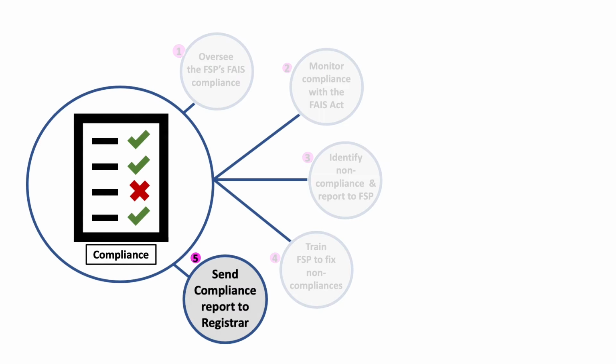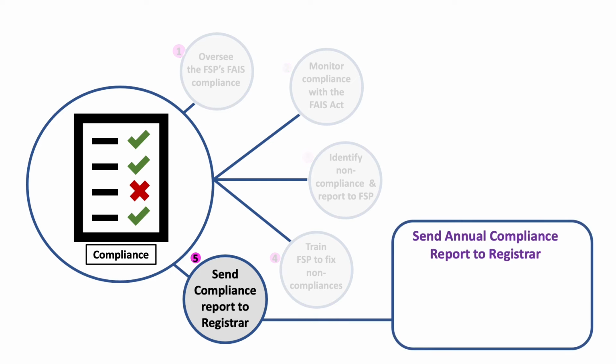Then, we come to the role of communicating and reporting to the registrar. We mentioned that a compliance officer must prepare regular reports for an FSP, which include updates on compliance matters, recommended improvements, and training on compliance controls. The compliance officer must also prepare an annual compliance report on behalf of the FSP. The annual compliance report must be signed by the FSP's key individual and submitted to the FSCA. Please remember that when we refer to the FSCA, we are referring to the registrar.